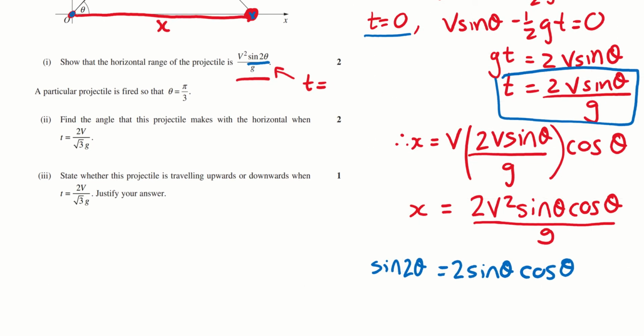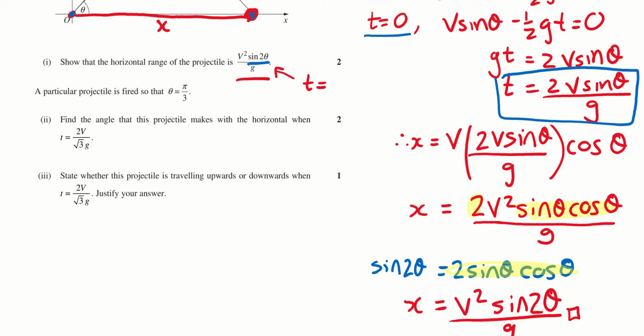and now make that substitution, which will just leave me with x equals, well, here's the 2 and the sine theta cos theta, which is what I know is equal to sine 2 theta. So I get an answer of v squared sine 2 theta all on g, which is exactly what I had to prove. End of proof. Okay, not too bad so far.